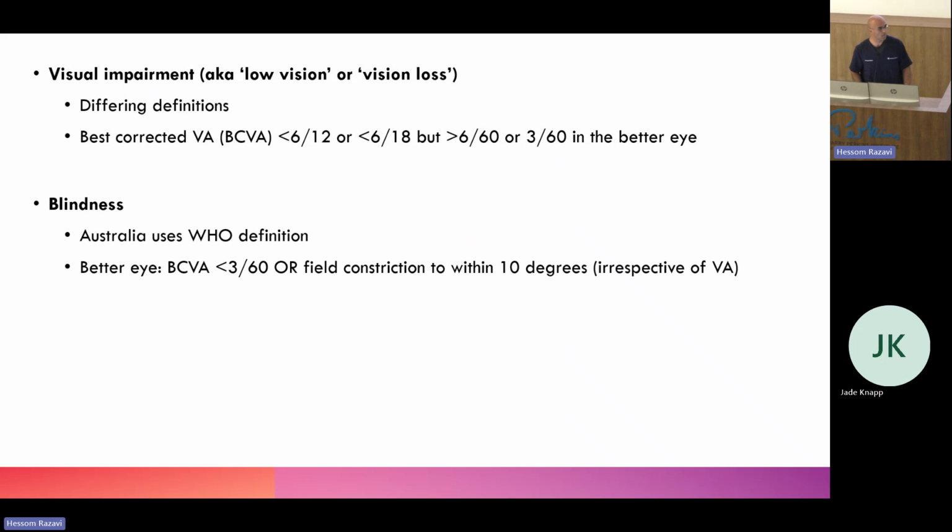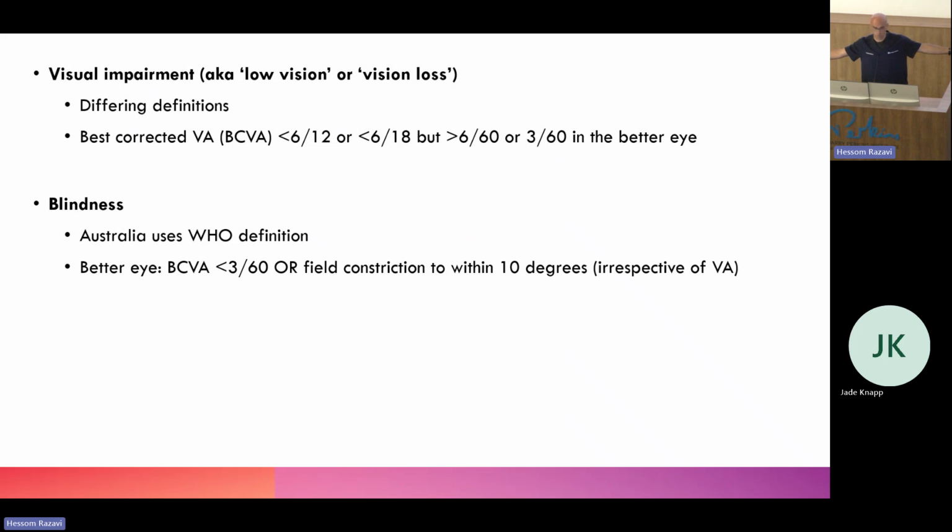Blindness, there's a more uniform definition for. So Australia uses the WHO definition. Again, it's the better eye and best corrected visual acuity, less than 3/60, meaning at 3 meters, I can't see what a normal person would see at 60 meters, right? So that's profound vision loss. Or your visual field is constricted to within 10 degrees, right?